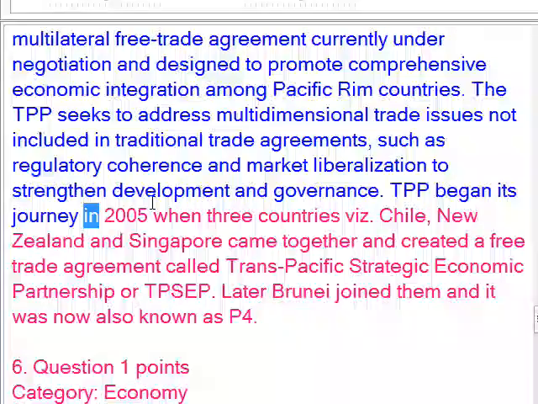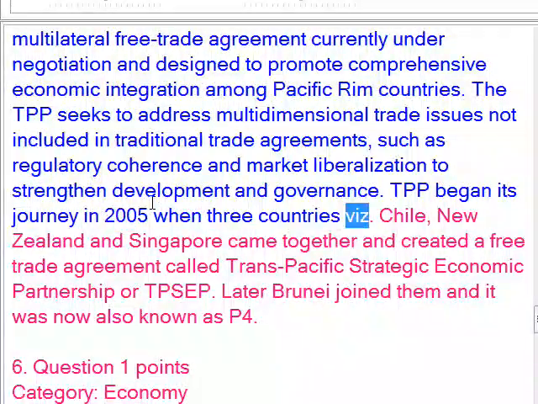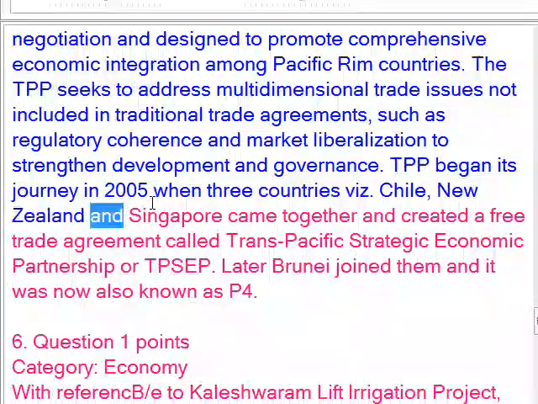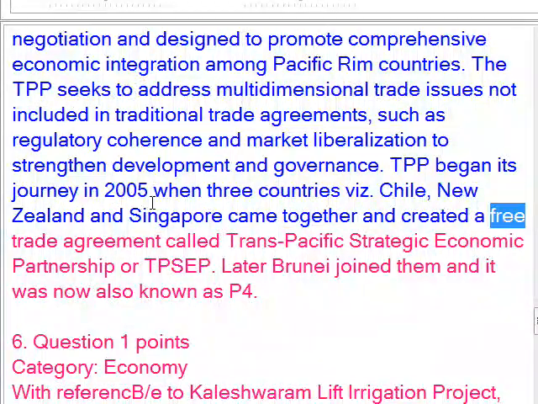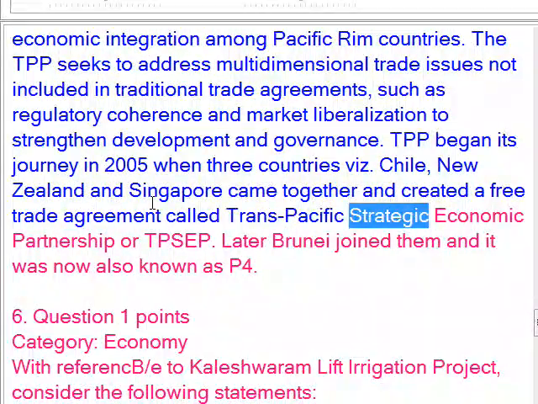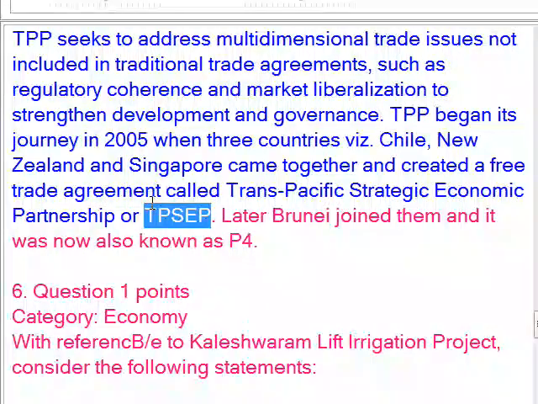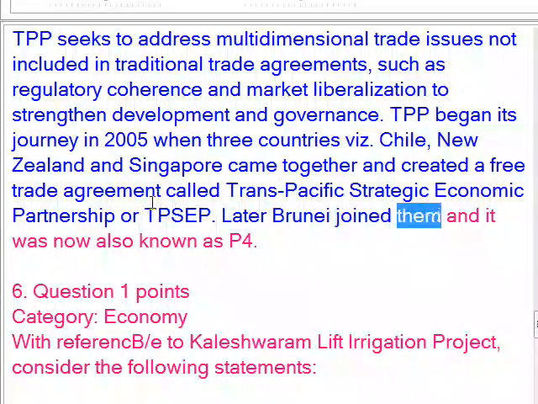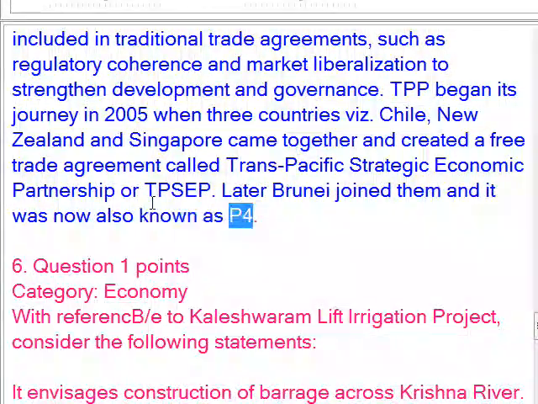TPP began its journey in 2005 when 3 countries, viz. Chile, New Zealand, and Singapore, came together and created a free trade agreement called Trans-Pacific Strategic Economic Partnership, or TPSEP. Later, Brunei joined them, and it was now also known as P4.